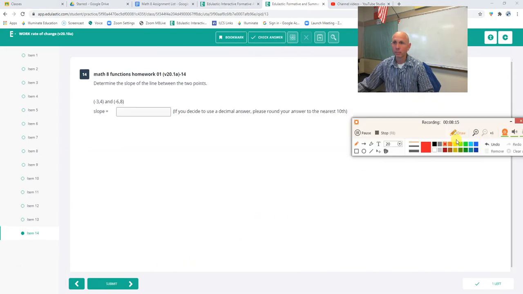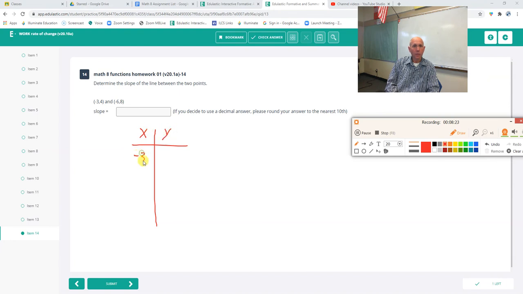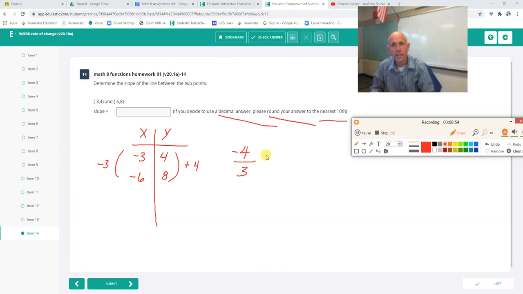Similar type of problem. I'm going to draw a table. X, Y: -3, 4, and -6, 8. From -3 to -6, that's a decrease of 3. From 4 to 8, that's an increase of 4. So it's going to be 4 over -3, -4/3. Yes, the negative was on the 3, but I pushed it up to the top, which is fine. If I wanted to go decimal, it says to round your answer to the nearest tenth. So if I went decimal, this would be -1.3.